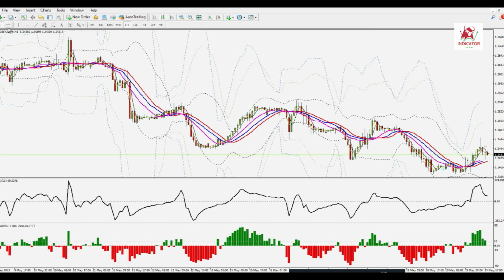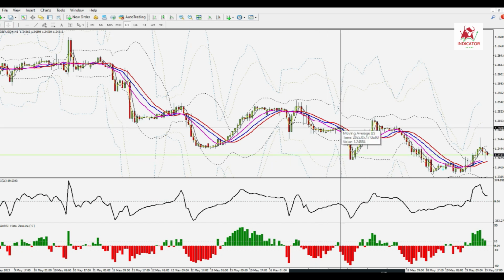This condition is optional. With the 2 moving averages, a buy signal is when they are above the middle band of the BB. A sell signal is when they are below the middle band of the BB.